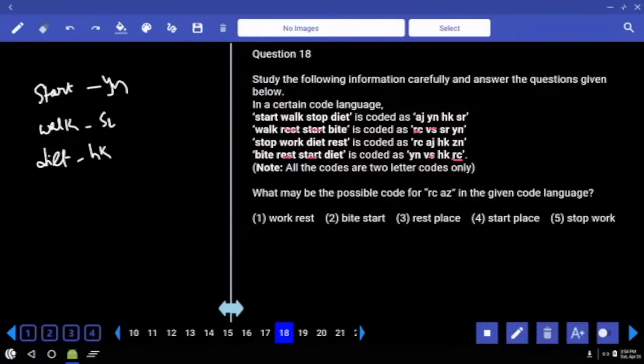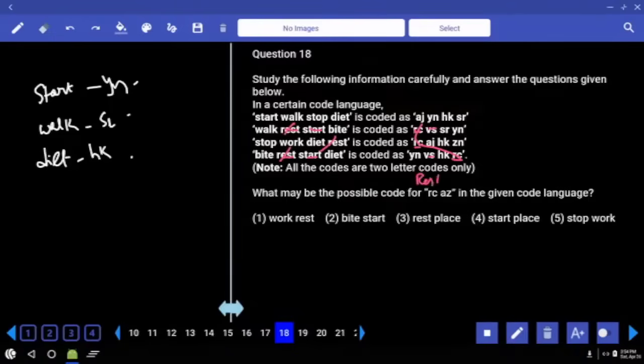Then here RC and VS. Now RC, VS, anything else that is common here? Then the code for RC. Now RC and SR. And third line. Now in this third line, RC is here. That means RC is common in these 3. As RC is common here, what is common here? Rest is common. The code for rest is what? Rest is RC. Now rest RC, I think, rest is RC.